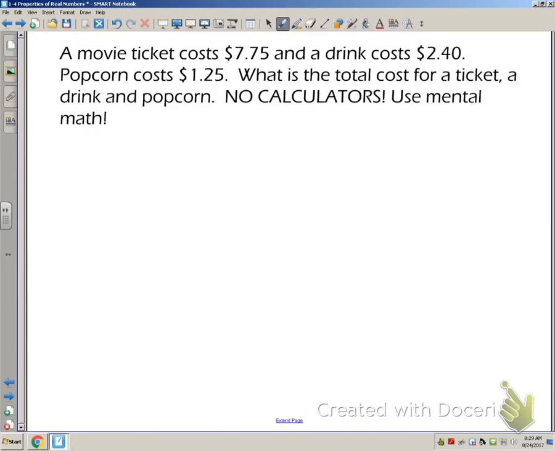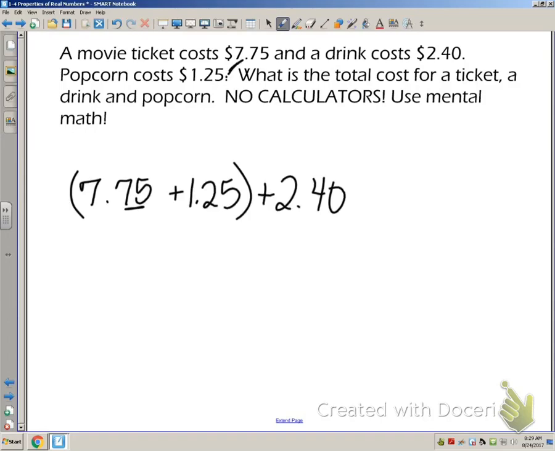Well, we know quarters makes it kind of easy to go ahead and add, right? This 75 cents and this extra quarter here are going to add up to $1. So I've got 7, 8, and then that extra dollar making $9. Then I can add $2.40 really easily. 9 plus $2.40 is $11.40. Did not use a calculator. I did that totally in my head.